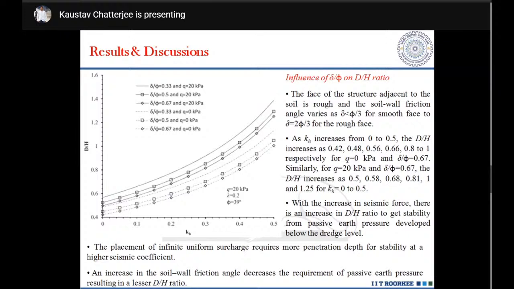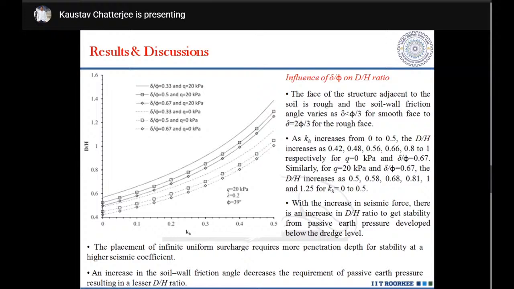Similarly, for the delta by phi ratio, delta we have varied from 5 by 3 to 2.5 by 3, and we have seen that as kh increases from 0 to 0.5, the d by h increases from 0.42 to 0.21 for delta by phi equal to 6.67, and when surcharge increases to 20 kPa, again the d by h ratio will increase to 1.35 for a given delta by phi ratio. Okay, so with the increase in seismic force, there is an increase in d by h ratio to get stability from passive earth pressure developed below the dredge level.